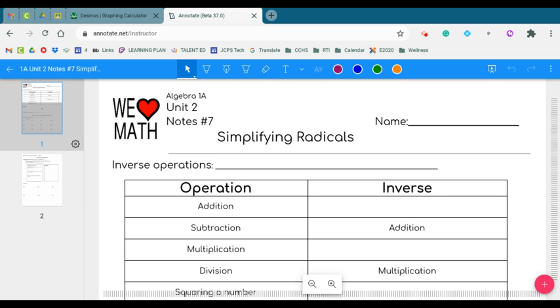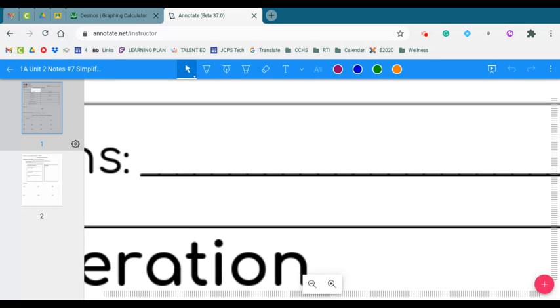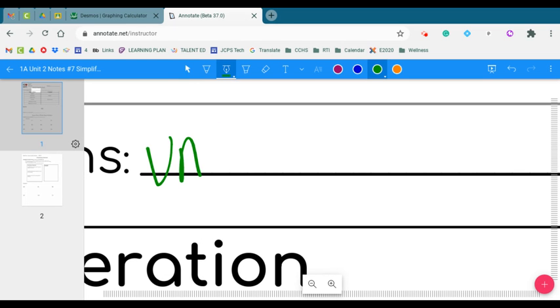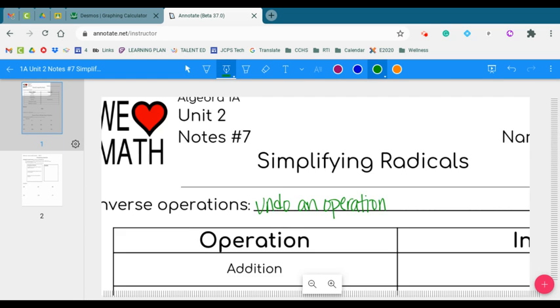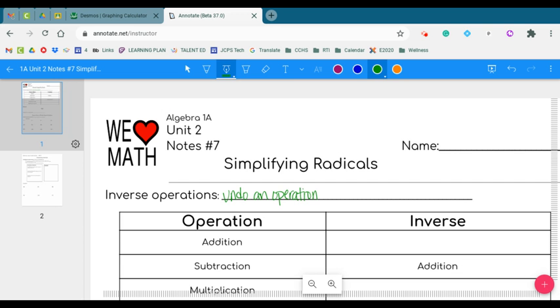Okay, today we're going to do our notes number 7, which is simplifying radicals. So we've been talking about exponents lately, and radicals are basically the opposite of an exponent. Inverse operations are the opposite operation, so it's what we use to undo an operation. If you remember, when we were solving multi-step equations, we had to use inverse operations in order to undo another operation.